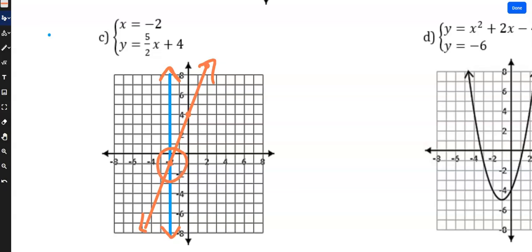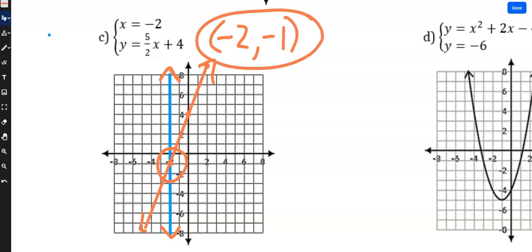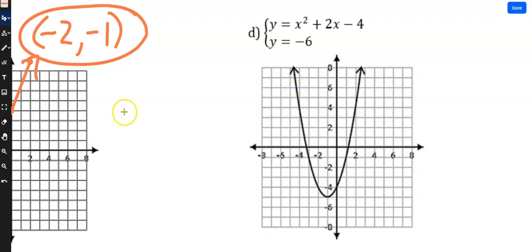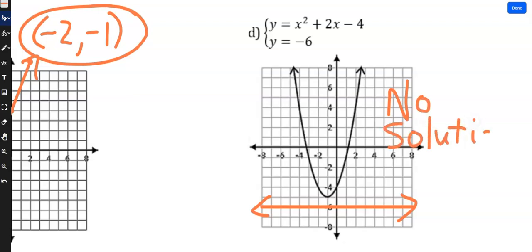And it looks like the solution is at negative 2, negative 1. Put another line on it, a horizontal line this time. Y equals negative 6. So, wait a second. Those don't cross at all. No solution. And I think this wraps up our video.